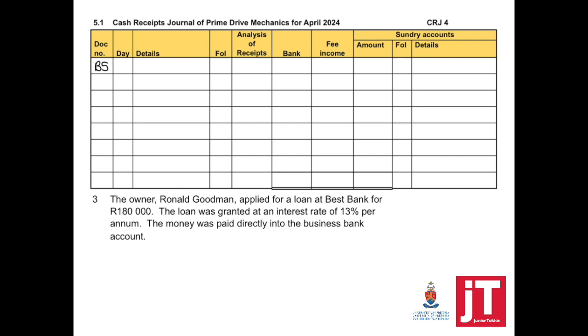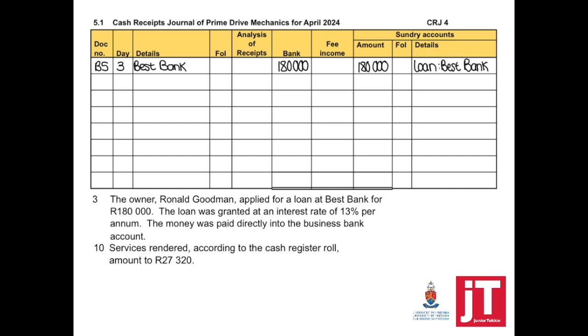So we start off with bank statement. On day 3, from who did we receive the money? How much did we receive? $180,000. For what reason? Loan, and you have to name the bank, Best Bank. Although you did write the details in there, when we indicate it as the account loan, you have to name the bank as well.